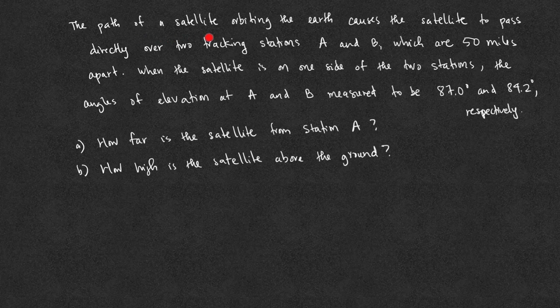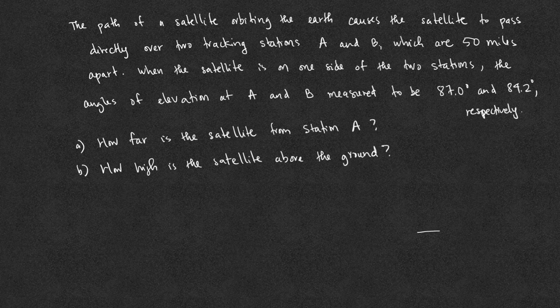The path of a satellite orbiting the Earth causes the satellite to pass directly over two tracking stations A and B, which are 50 miles apart. When the satellite is on one side of the two stations, the angles of elevation at A and B are measured to be 87.0 degrees and 84.2 degrees, respectively. How far is the satellite from station A? How high is the satellite above the ground?